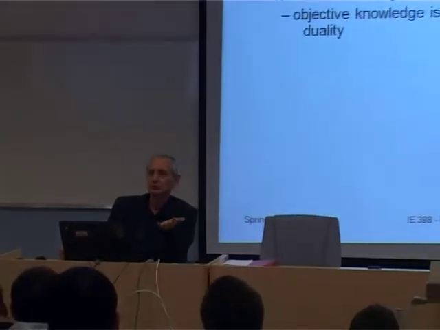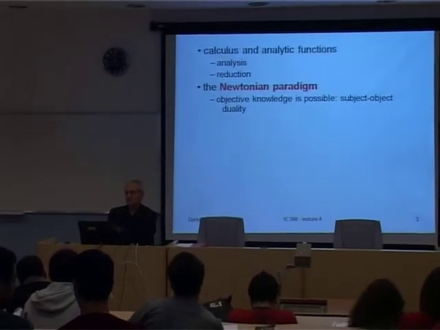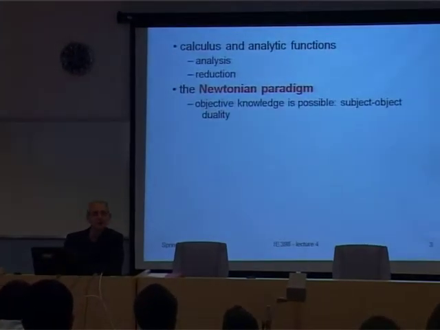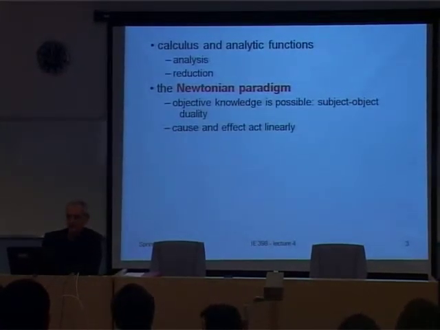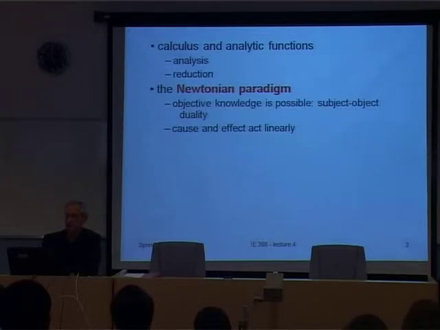Now, the Newtonian paradigm, therefore, which came to be known like this. You remember the paradigm is a Weltanschauung or worldview shared by a group of people. So the group of people here are the scientists. The scientists share mostly the Newtonian paradigm, which says that objective knowledge is possible, and the possibility of objective knowledge depends on the assumption of subject-object duality, as you know. Cause and effect act linearly. Non-linearities are not considered in most cases. This is called the superposition principle.